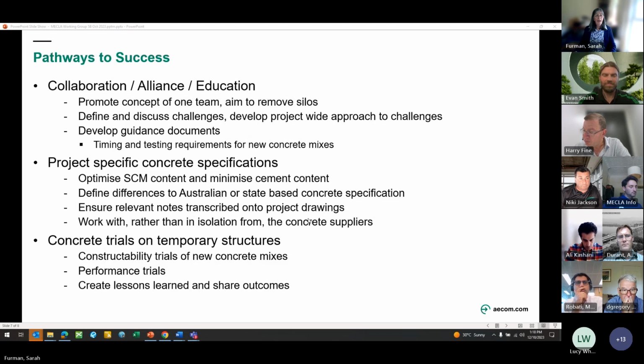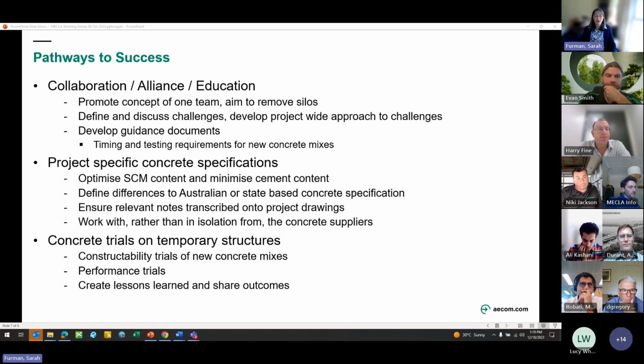Okay, so how do we try and turn these challenges into success? The most important thing is to collaborate, form an alliance, and educate. So promote the concept of one team and remove silos. If you've got silos, that means you're not effectively communicating your needs to the other teams, and you won't achieve the project goals with respect to sustainability. So you need to clearly define and discuss the challenges of each team and develop a project-wide approach. If necessary, develop guidance documents.